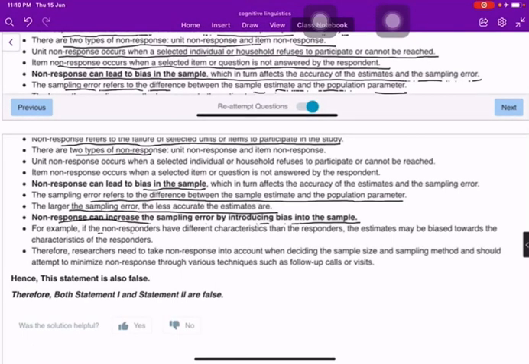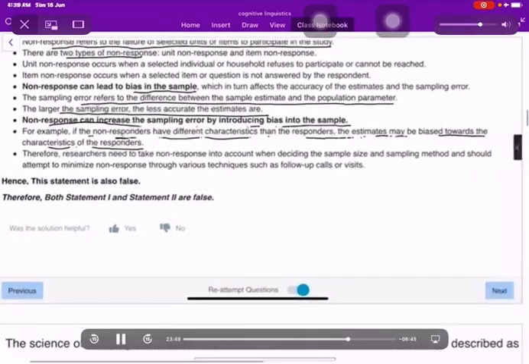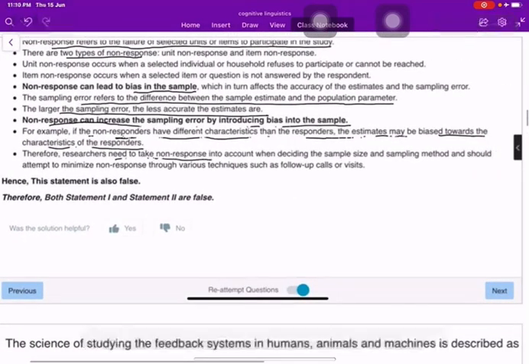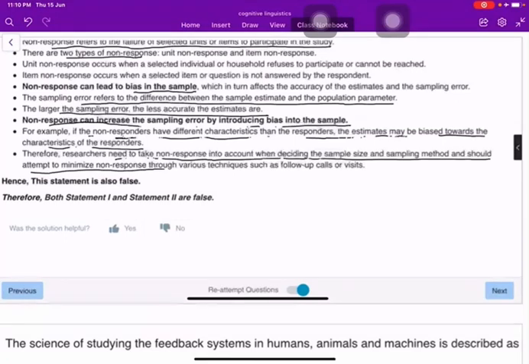For example, if the non-responders have different characteristics than the responders, the estimates may be biased towards the characteristics of the responders. Therefore, researchers need to take non-response into account when deciding the sample size and sampling method, and should attempt to minimize non-response through various techniques such as follow-up calls or visits.